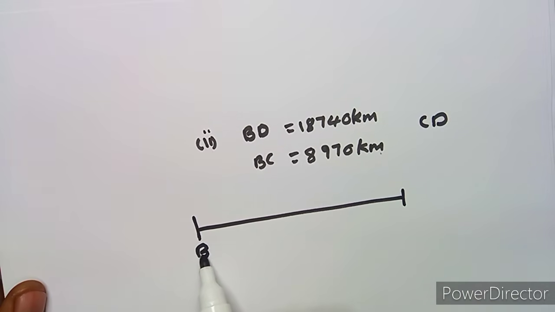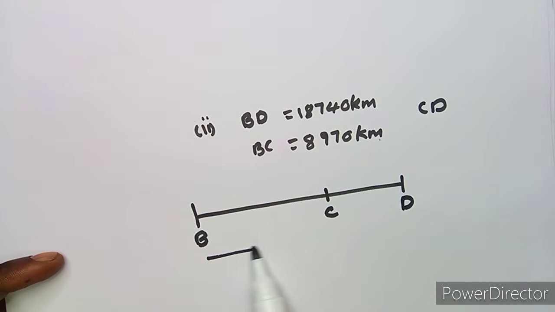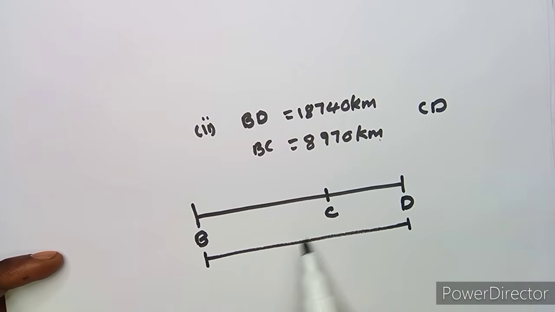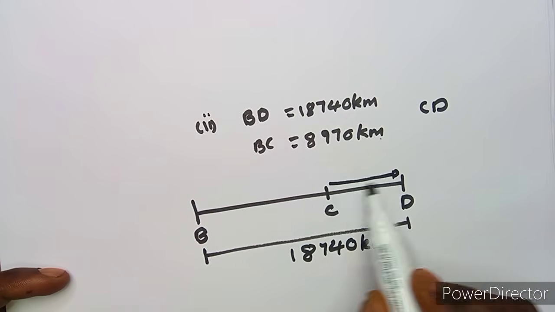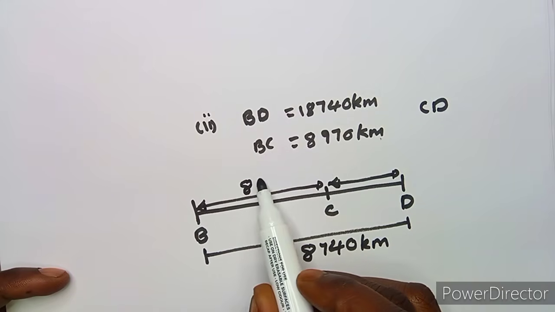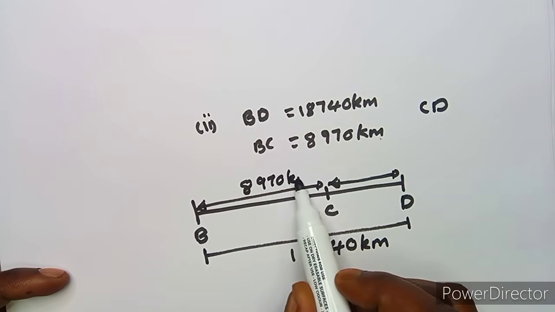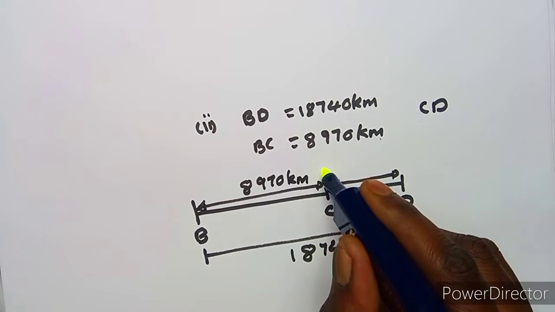Let's put this like this so that you can understand me. This is our B here, right? This is our C here, this is our D. So from B to D, that's your distance of 18,740 kilometers. From B to C, this is your distance here, which is 8,970 kilometers. Now you want to calculate the distance from C to D.